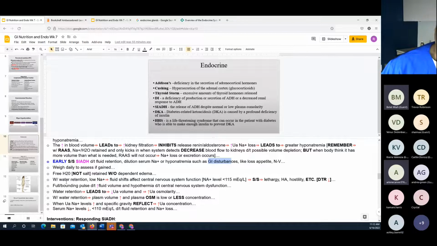With water retention and low sodium, fluid shifts affect the central nervous system. And this is especially when these patients have a sodium level of less than 115. So look at the signs and symptoms that you can expect: lethargy, headache, they become hostile, and also a decrease in deep tendon reflexes, right? And because the patient is in volume overload, look at the pulses. They're full and bounding, as opposed to thready and fast for your fluid volume deficits.